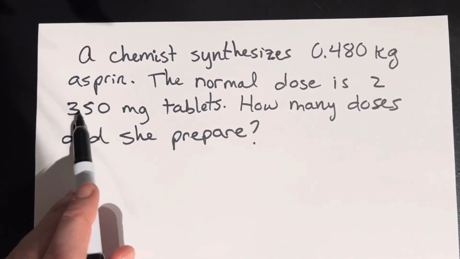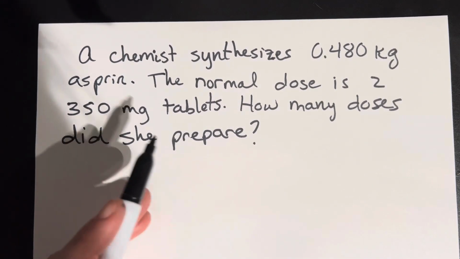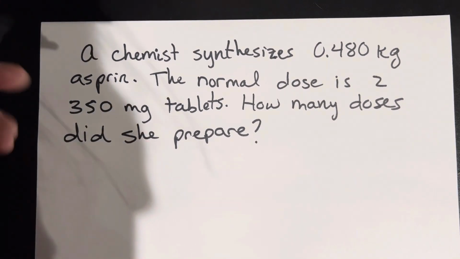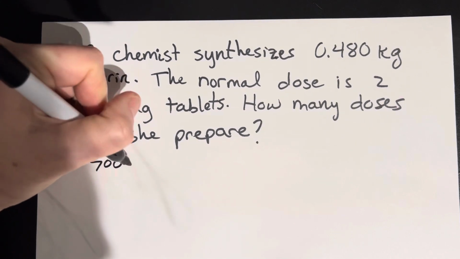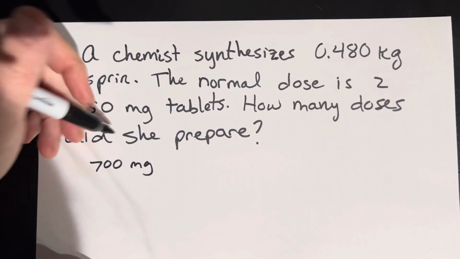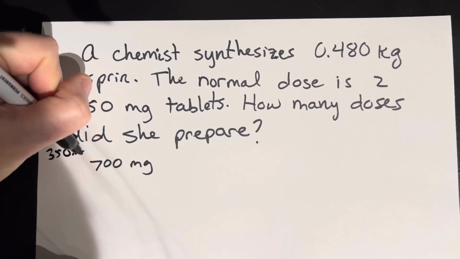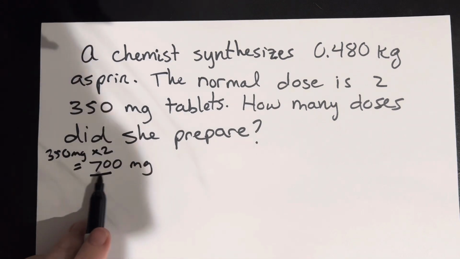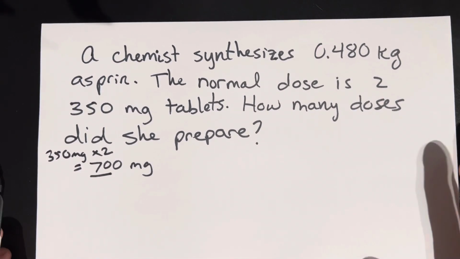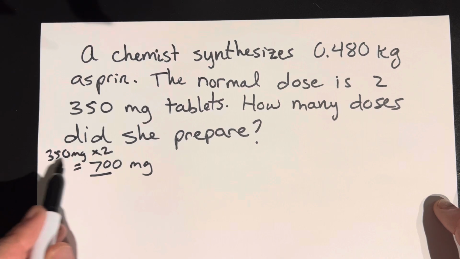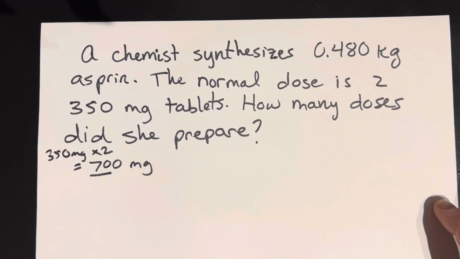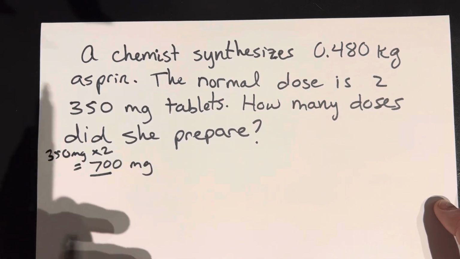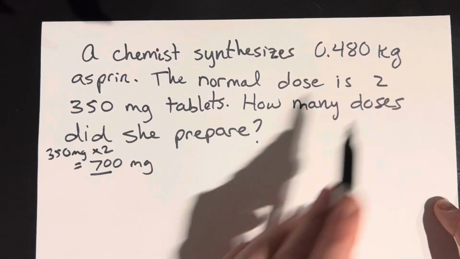If the normal dose is 350 milligram tablets, hopefully that makes sense that the normal dose is 700 milligrams, in other words, 2 times this amount. So the normal dose is 700 milligrams, and that would have 2 sig figs because we're taking 350 milligrams times 2, which would be 700 milligrams. I'm going to underline those 2 numbers just to keep track that we have 2 sig figs, because this 350 had 2 sig figs. Okay, so we're looking to see how many 700 milligram doses are in 0.480 kilograms.